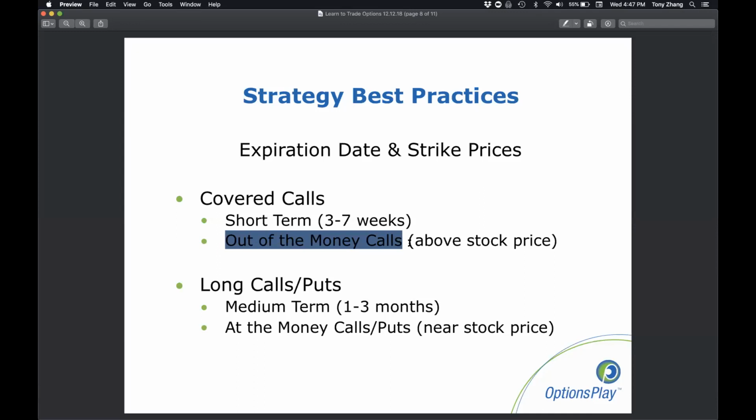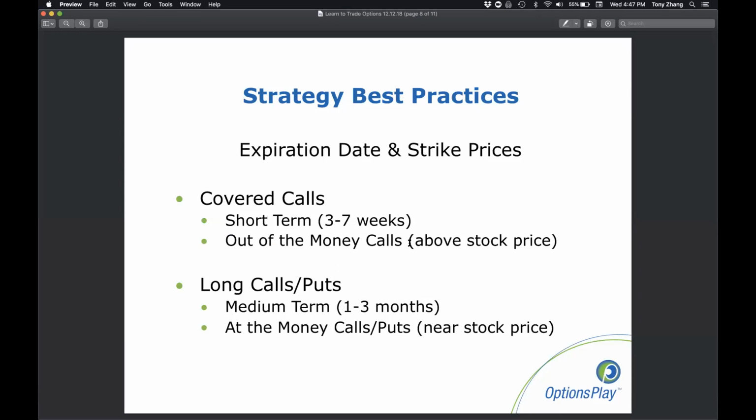Because if the stock's trading at 170, what would you do if you were selling that stock at a profit? You want to sell at a higher price, right? That's why you want to select out of the money calls, calls that are above the current price. So those are starting points that you would typically look for if you're selling a covered call: short-term expirations and strike prices that are above the current price of the stock.